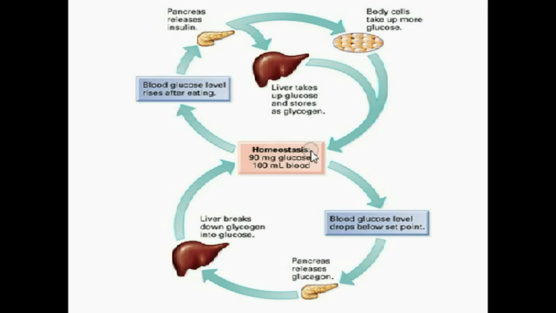In blood sugar regulation, homeostasis is specifically defined as 90 mg of glucose per 100 ml of blood. When your blood glucose level is low, yes, that is a stimulus. Your pancreas releases glucagon and your liver releases glucose from glycogen. But when it's high, another stimulus, your pancreas releases insulin and your cells and liver take up more glucose.